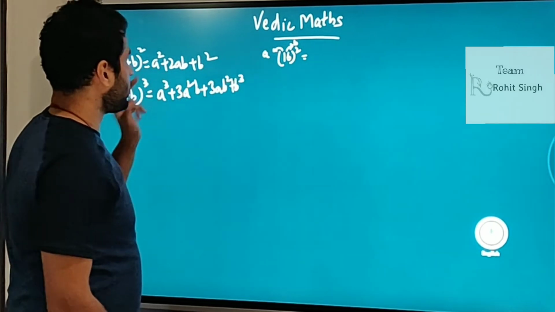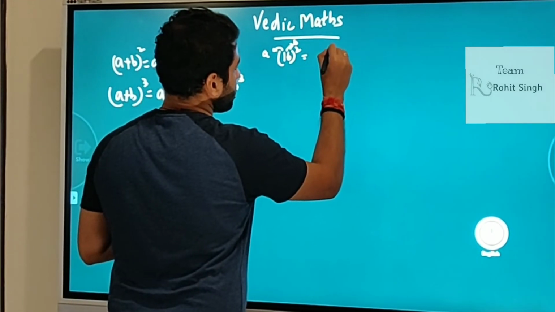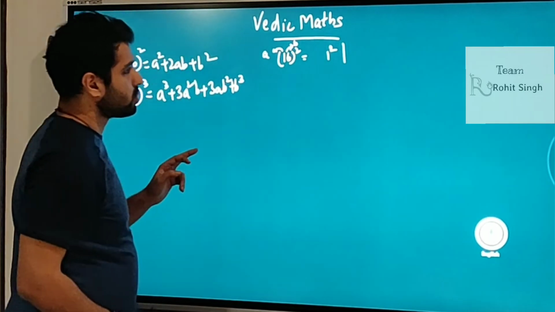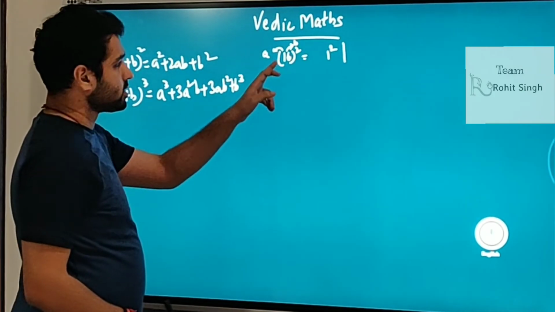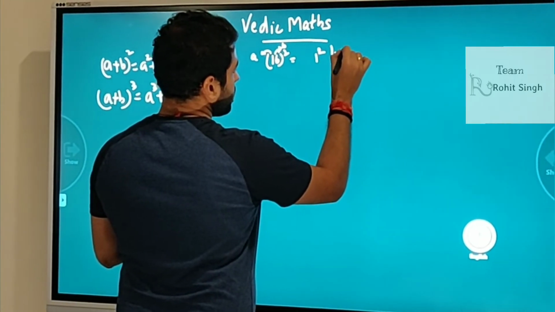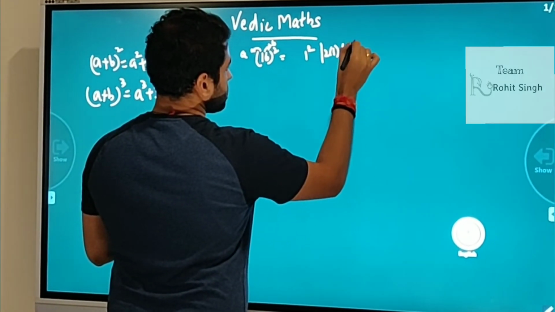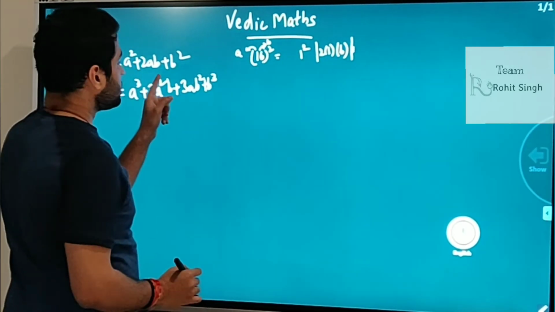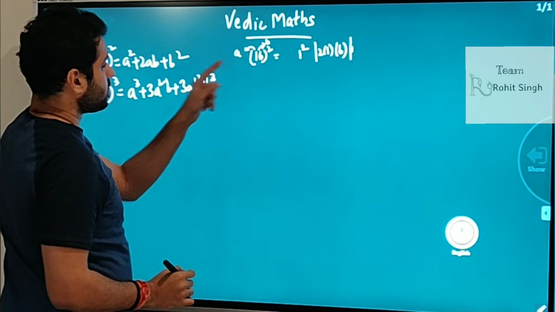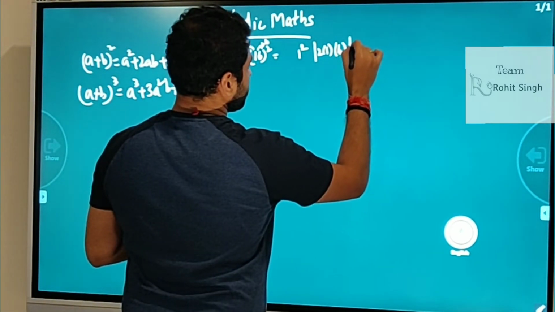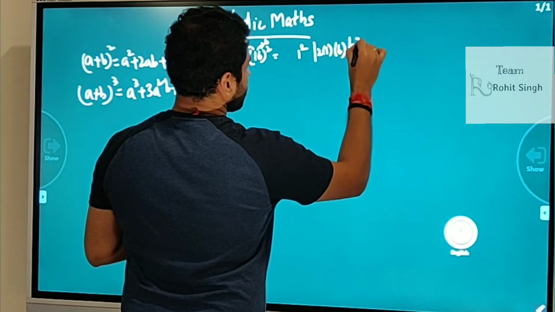First, a square is what? 1 square. Now instead of plus over here, we will put one dash. So 1 square, a square is done. Next 2ab, so 2 into 1 into 6. Next, instead of plus, we are putting one line like this. Next, b square is what? b over here is 6, so we write down 6 square over here.